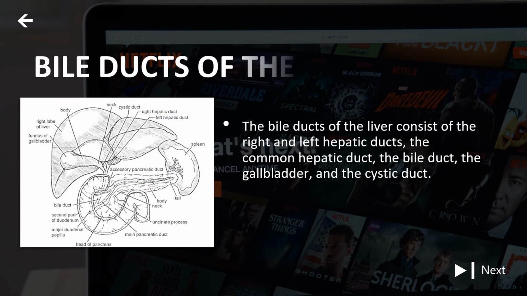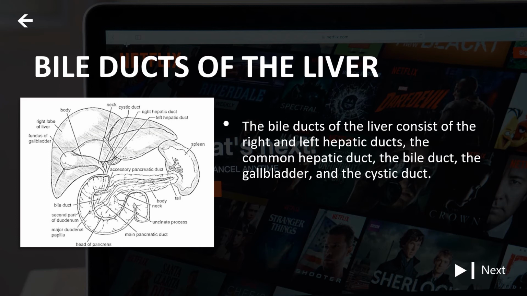So for the bile ducts of the liver, bile is secreted by the liver cells at a constant rate of about 40 ml per hour. When digestion is not taking place, the bile is stored and concentrated in the gallbladder. Later, it is delivered into the duodenum.